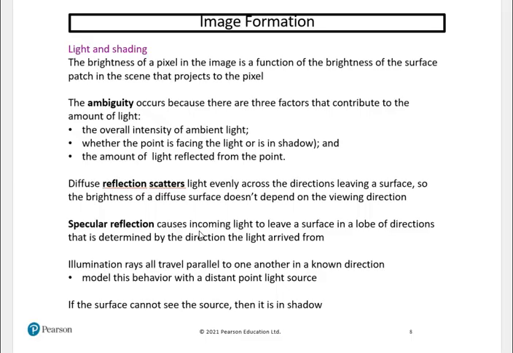Okay, so the ambiguity occurs because there are three factors that contribute to the amount of light that comes in from a given object. First, you have the overall intensity of ambient light. Next, we have whether the point is facing the light or is in the shadow. And finally, the amount of light reflected from the point. Most surfaces reflect light by a process called diffuse reflection. Diffuse reflection scatters light evenly across the directions leaving the surface, so the brightness of a diffuse surface doesn't depend on the viewing direction.